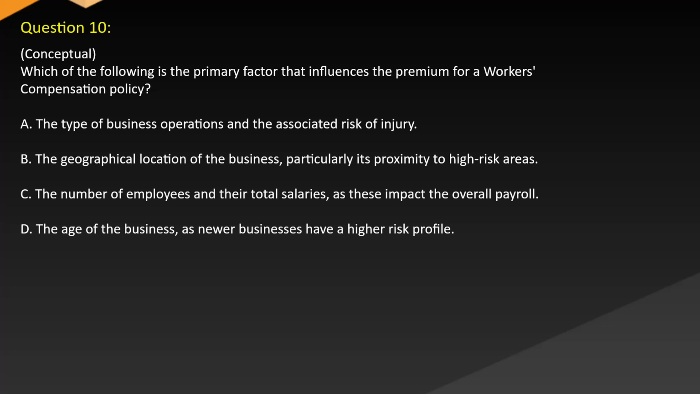Question 10. Conceptual. Which of the following is the primary factor that influences the premium for a workers' compensation policy? A. The type of business operations and the associated risk of injury. B. The geographical location of the business, particularly its proximity to high-risk areas. C. The number of employees and their total salaries, as these impact the overall payroll. D. The age of the business, as newer businesses have a higher risk profile.